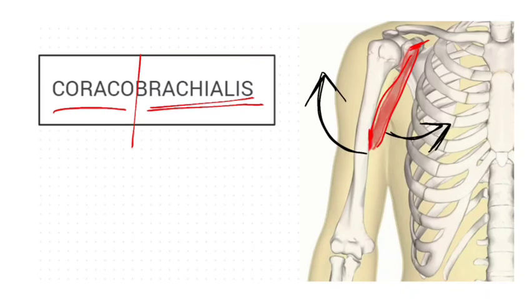So this is your coracobrachialis. It's also innervated by your musculocutaneous nerve, the same innervation as the biceps brachii.